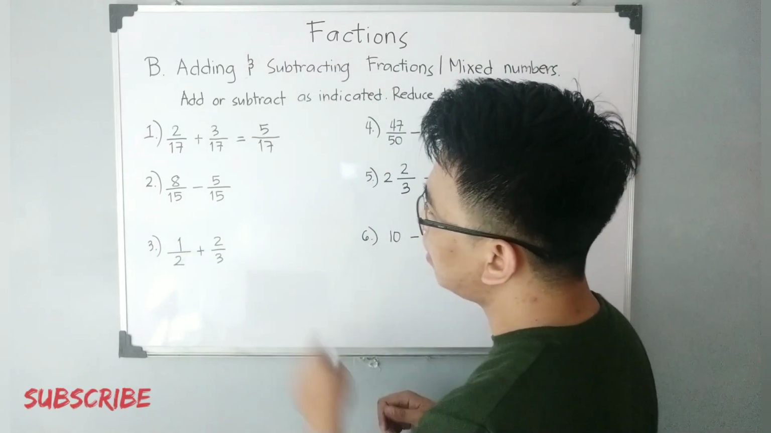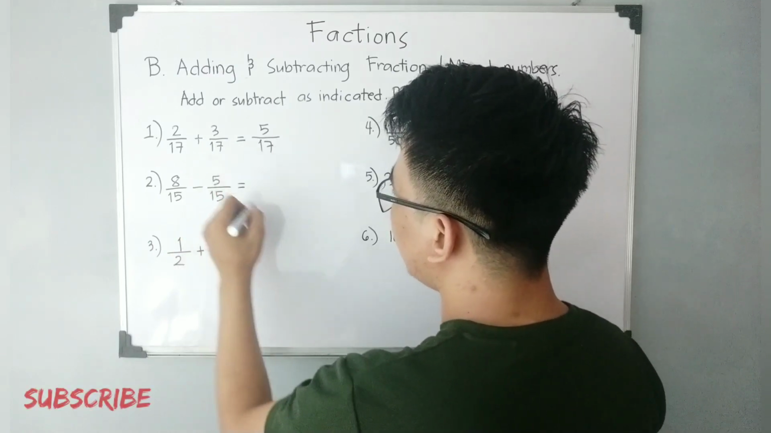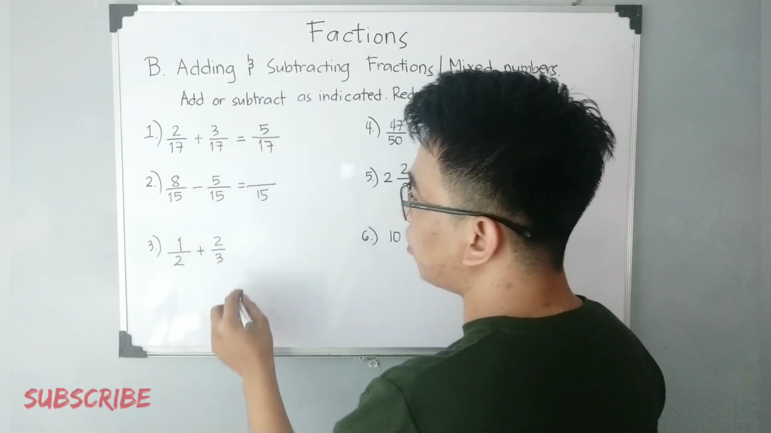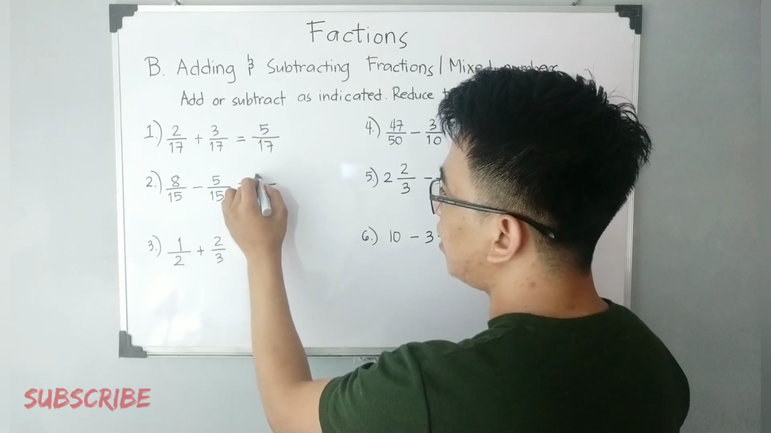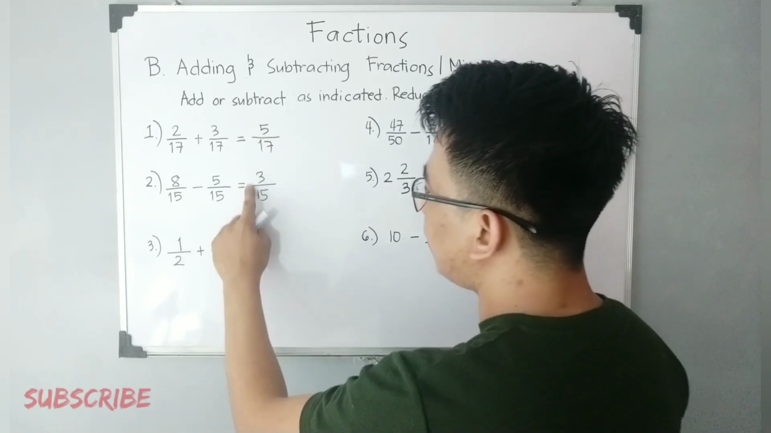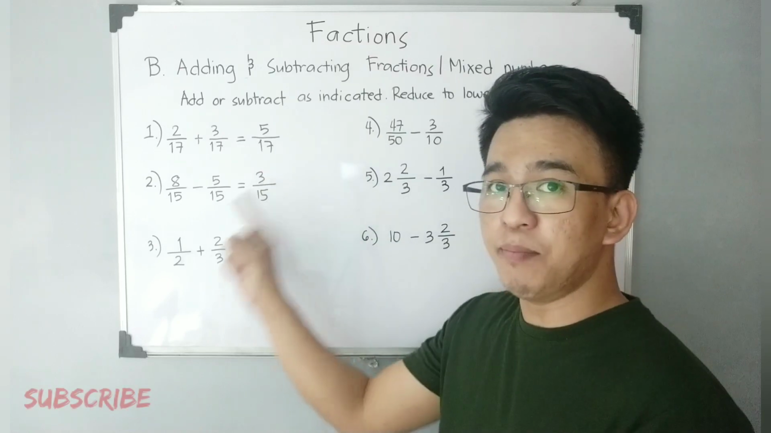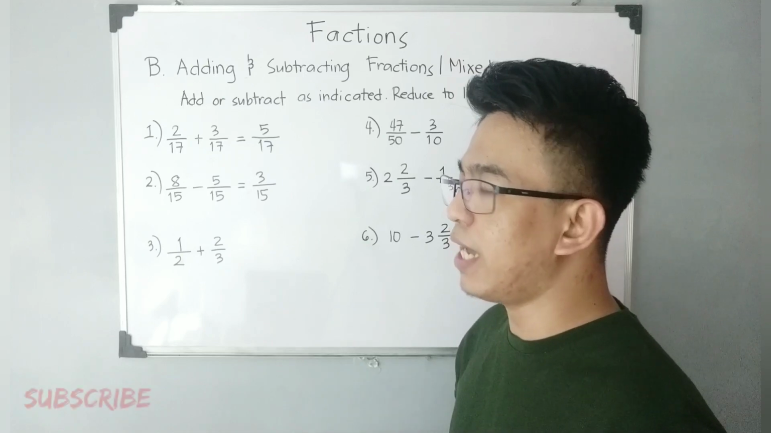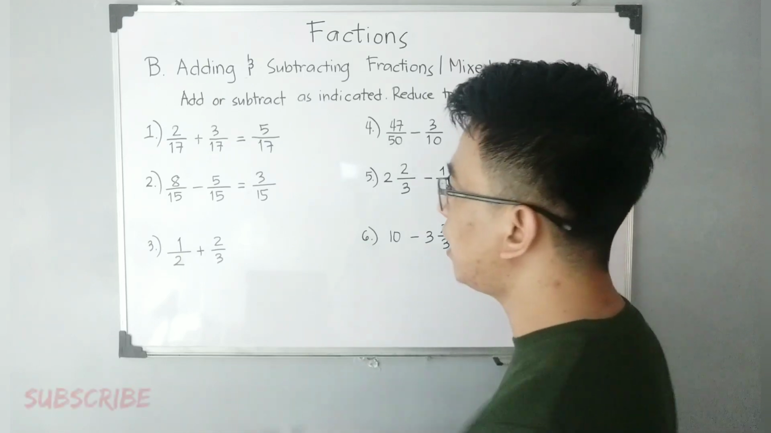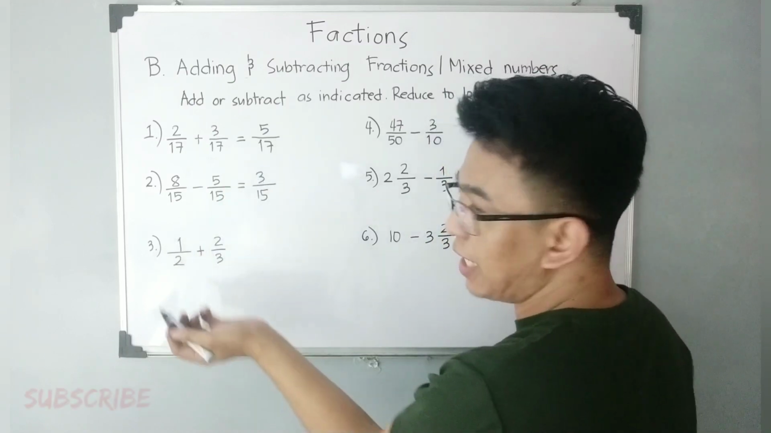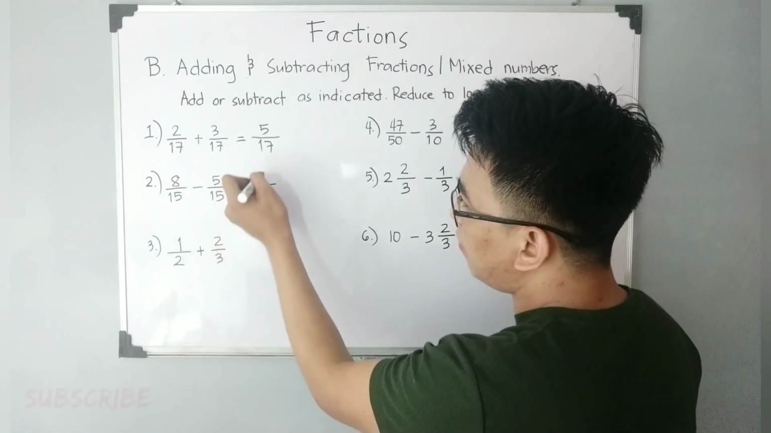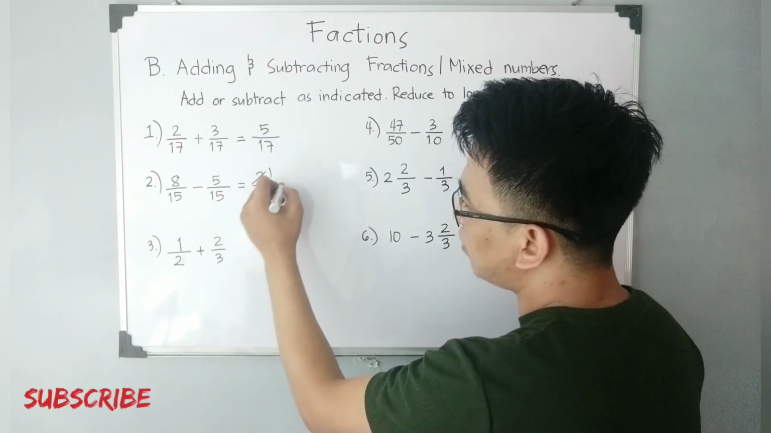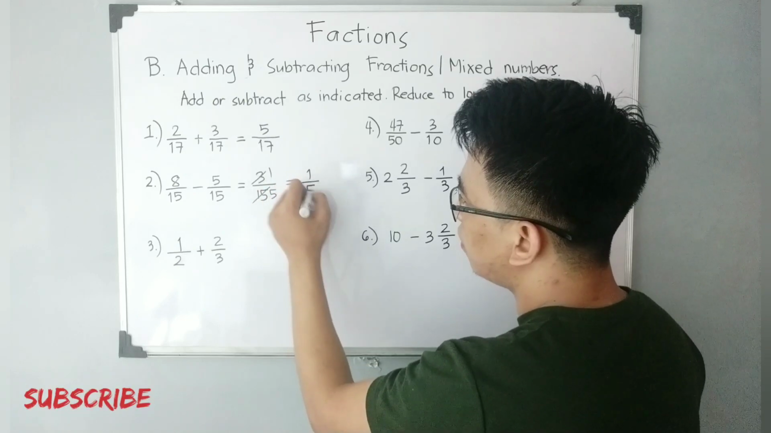Sa item number 2 natin, same denominators. So gagawin nyo dito is to simply copy your denominator 15 and then subtract your numerators. 8 minus 5, that is equivalent to 3. And at the end of this, kailangan mo i-check, pwede ba siyang i-simplify? Yes, pwede pa. 3 and 15 are both divisible by 3 and ang kanilang GCF is equal to 3. So, tatanggalin natin to. We can eliminate 3 and gawin natin siyang 1. At itong 15 divided by 3, that will become 5. So, the correct answer is 1 over 5.